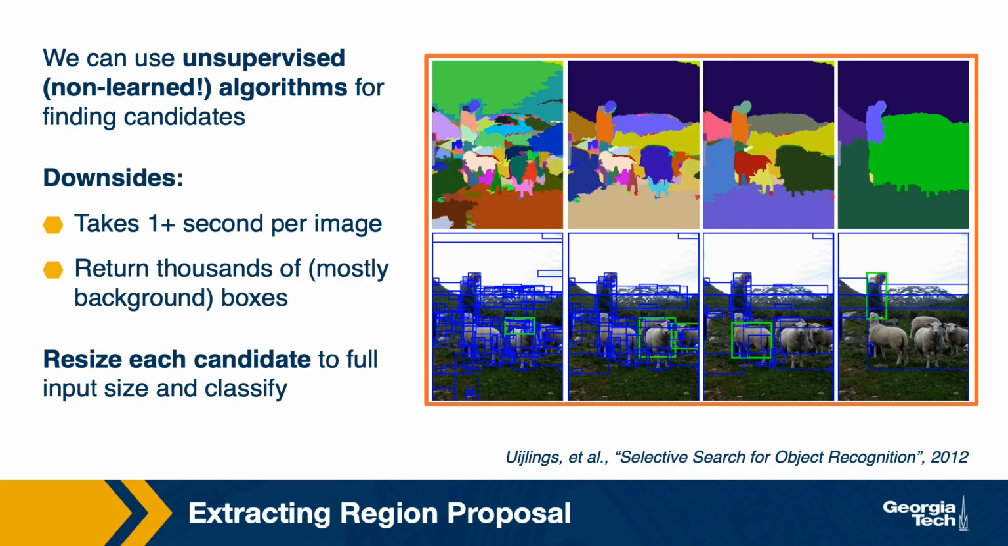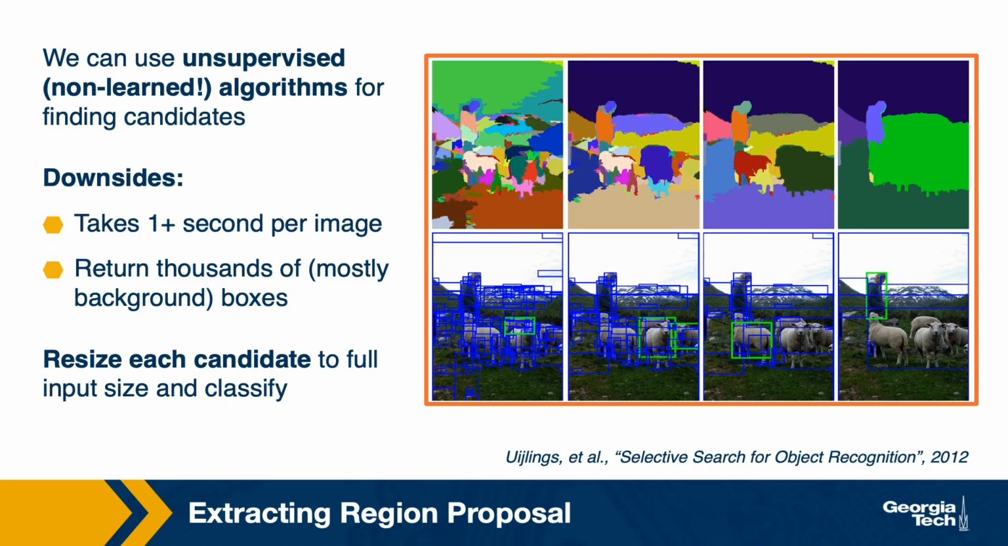Now, there's a question of how we find these regions of interest. In some sense, this is the biggest problem that we have for object detection. And it turns out we can actually use unsupervised, non-learned algorithms to find these candidates. These were developed before the resurgence of deep learning. Specifically, we can perform things like unsupervised segmentation of images. That is, we'll group pixels together in order to find semantically coherent pieces of information in the image that may correspond to objects, or they may be things like patches of grass and so on.